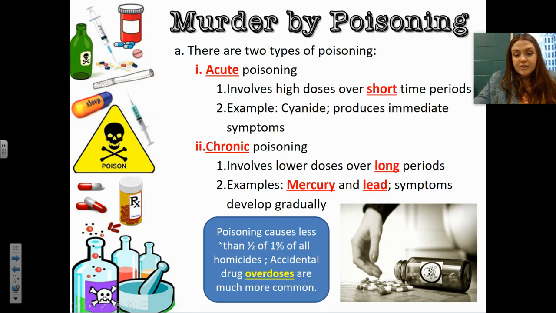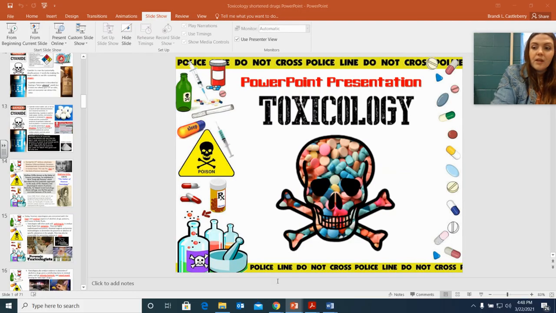So even though it used to be a bigger deal, these days it's much more likely to be dealing with cases of a drug overdose, trying to figure out, was it a forced drug overdose? Was it an accidental drug overdose? Was it a suicide overdose? So you're going to be dealing more with drugs and alcohol than you would be with arsenic and cyanide than what we used to.